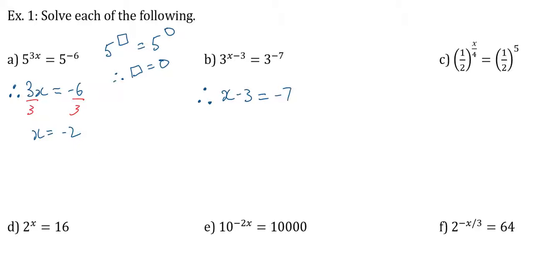If this was 3 to the x minus 3 equals -3 to the 7, you couldn't do it. Or to the -7 or whatever, you couldn't do it because that's not the same base. They don't have the exact same thing on both sides. Okay? The base has to be exactly the same. And that brings us to question C.